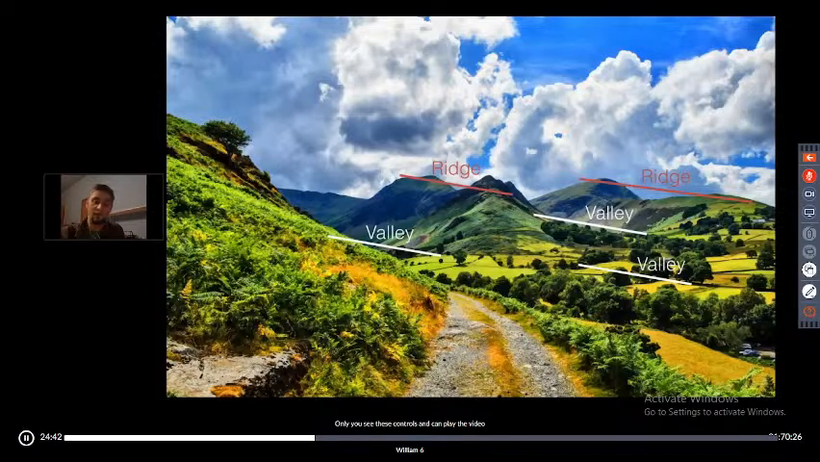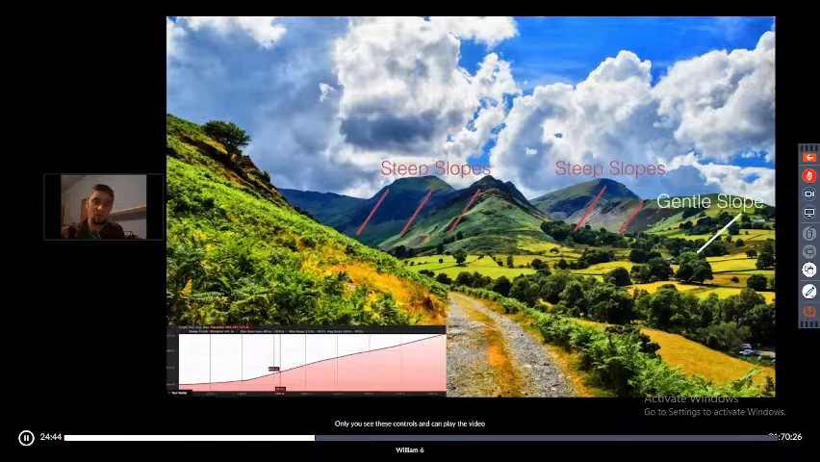And the second thing I would be looking at is how the slopes are behaving, how steep they are. Are there gentle slopes and steep slopes? That's just a general understanding of the geomorphology of the terrain.